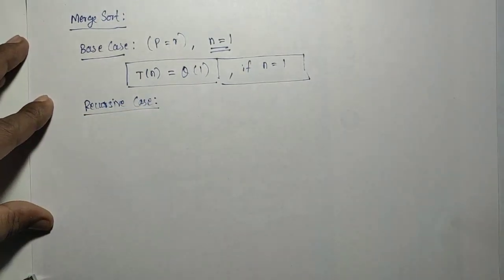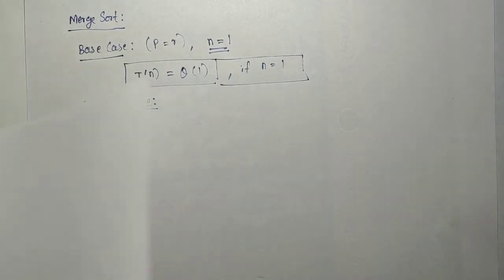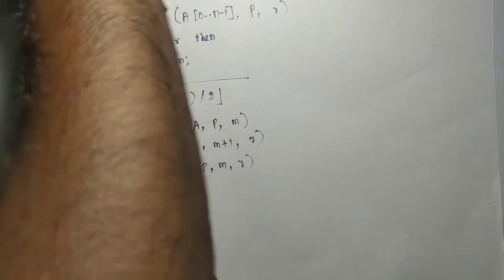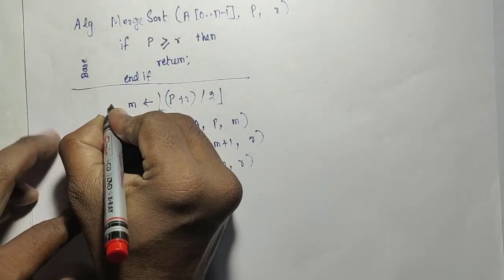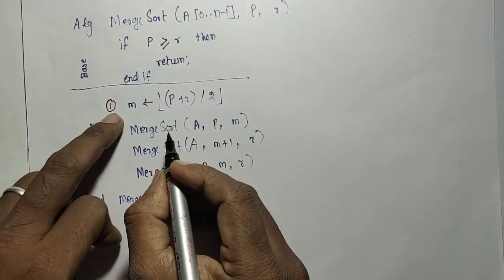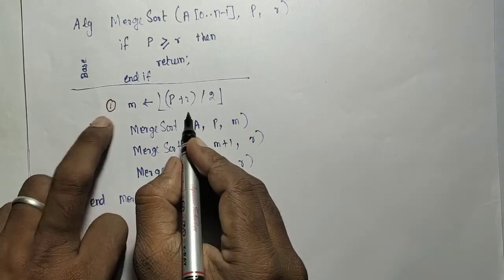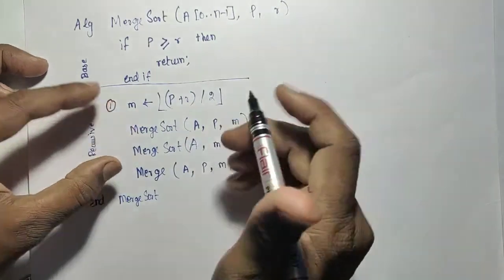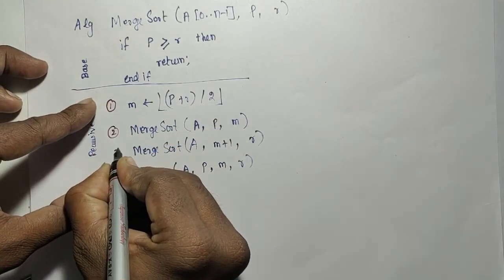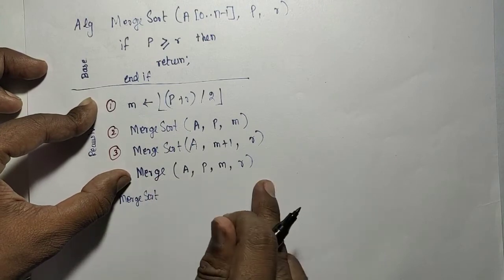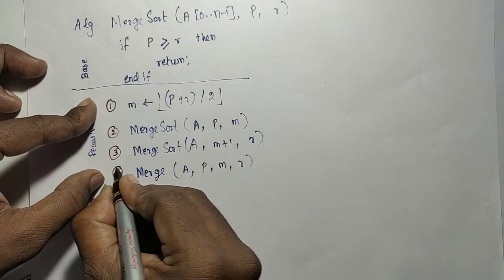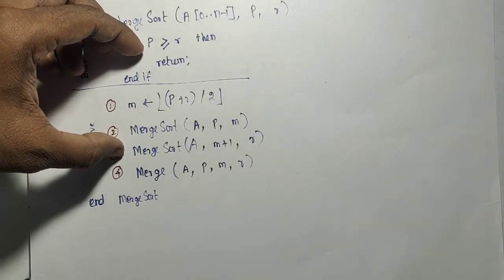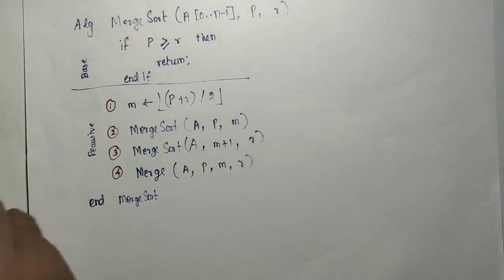In the recursive case of the algorithm, this is called statement number 1. It is splitting, that is, divide. And here the conquer statements are calling the merge sort algorithm, that is 2 and 3. And the fourth one is the merge algorithm. The merge algorithm is combine. So 1 is the divide, 2 and 3 are the conquer, and the fourth one is the combine.